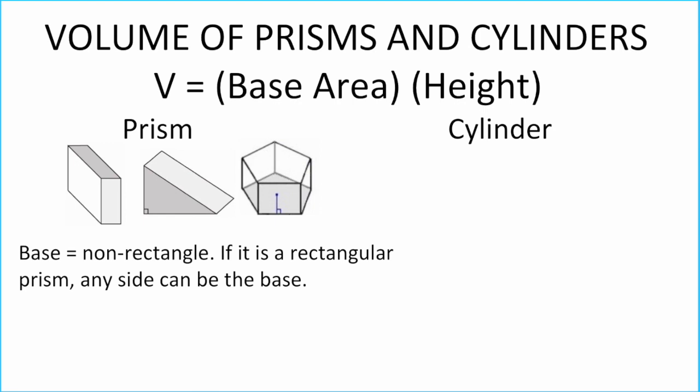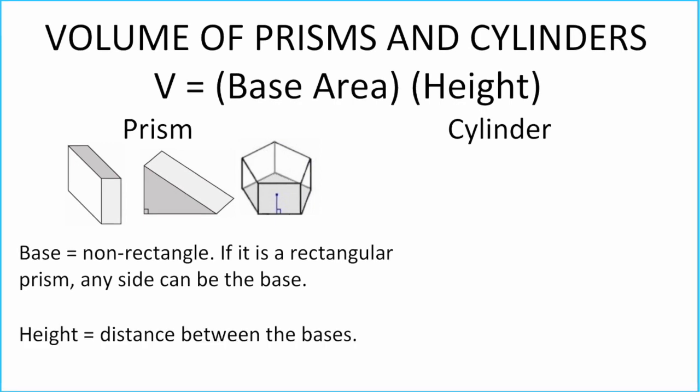The height is no longer how tall something is. The height is the distance between the bases. So in that middle prism, the height is not that leg on the left side of the right triangle. The height would be the distance between the two triangles.